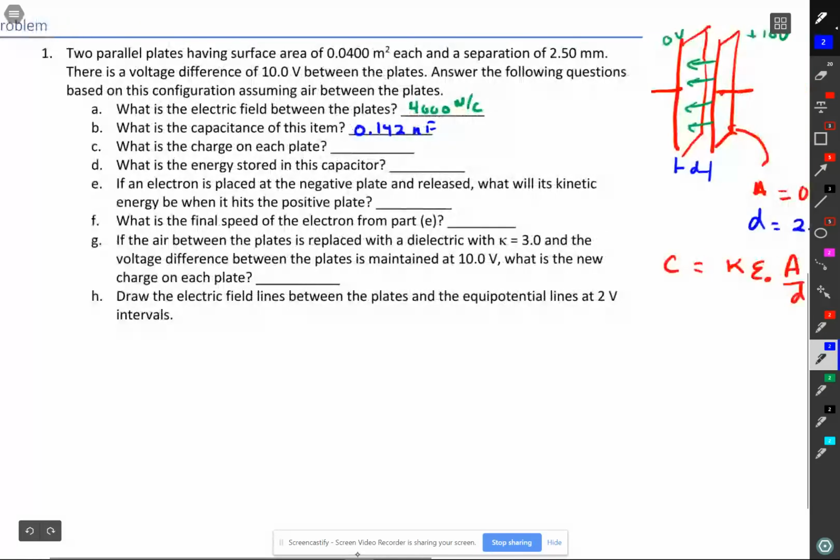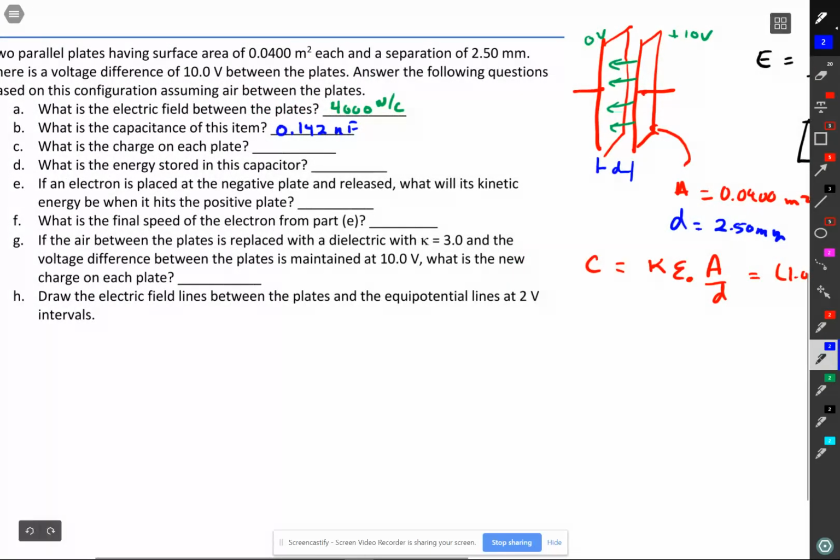Now we have what's the charge stored on each plate. I'm going to write this one just right here. We have the relationship Q is equal to VC. Remember, that's the way I memorize it because it's the shopping place. So that's going to be 10 volts times 0.142 nanofarads, which is going to give me 10 times 0.142 is 1.42 nanocoulombs. That's 4.